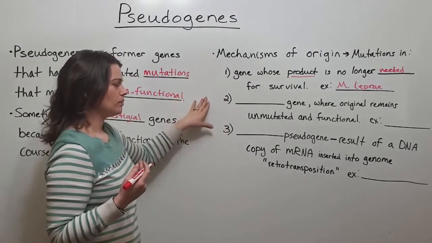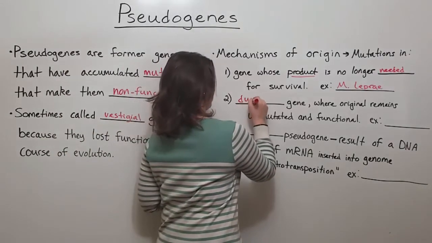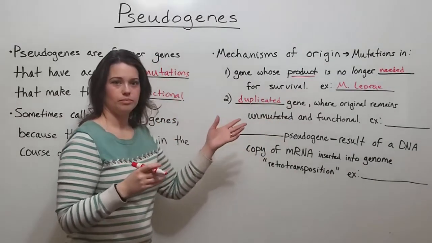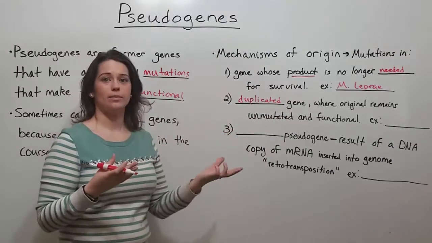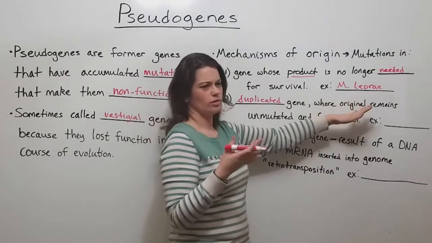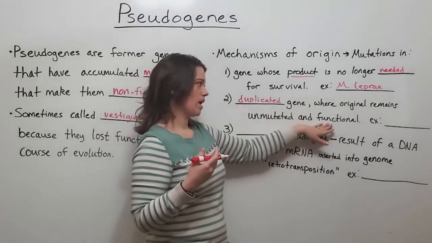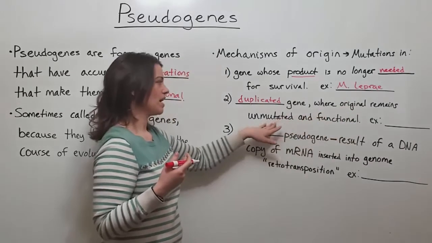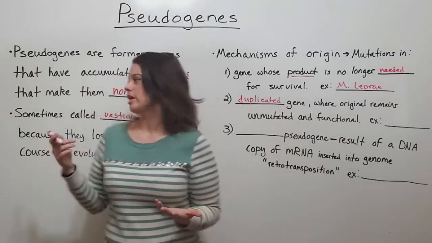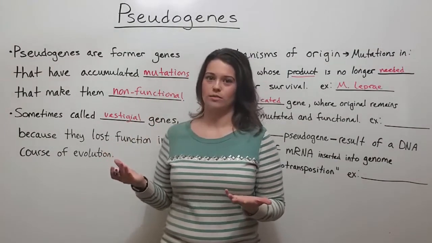Another mechanism is when a gene is duplicated. So this is when you have a gene in the genome and it gets duplicated. So now you have two copies. And one of those copies, the original or really either one, remains unmutated and thus functional. And as long as you've got one that is remaining unmutated and functional, the other one, the duplicated one, is free to accumulate mutations and to be non-functional without harming the organism's chance of survival.